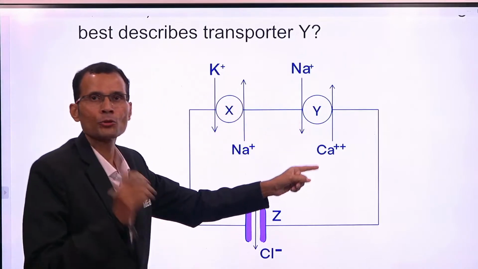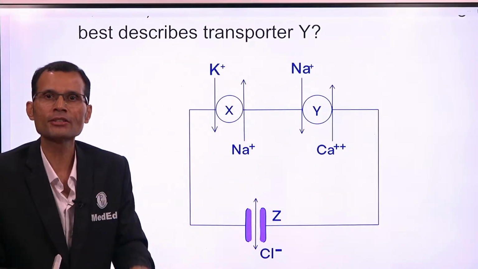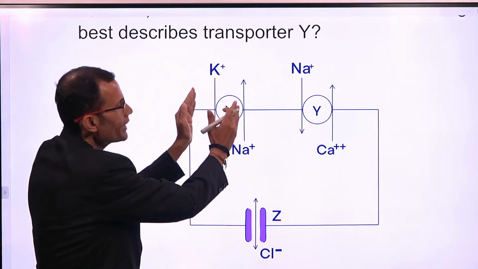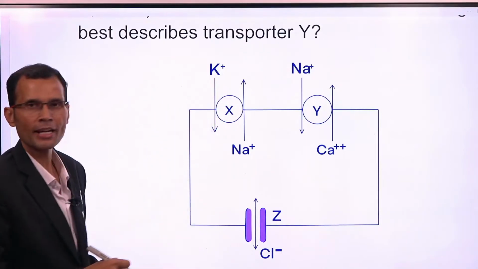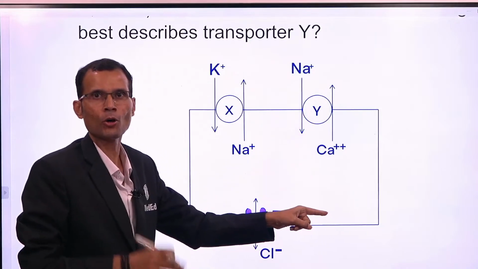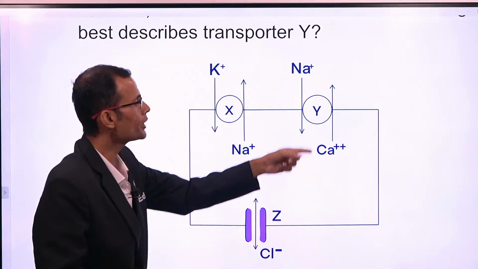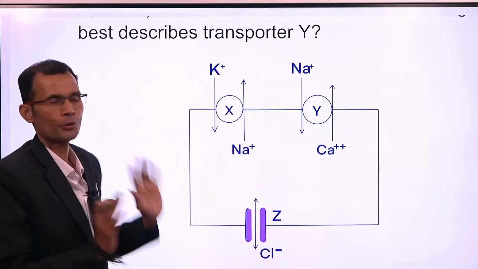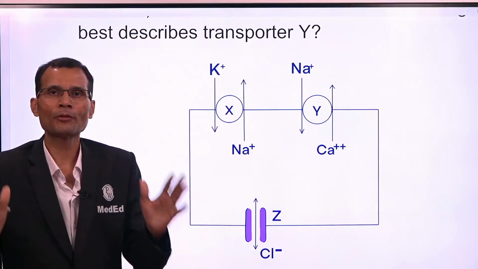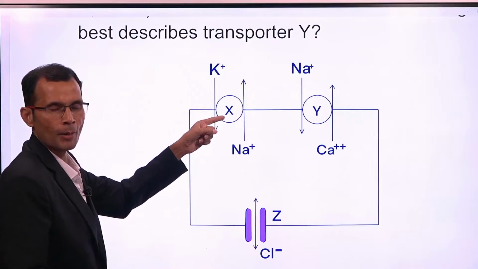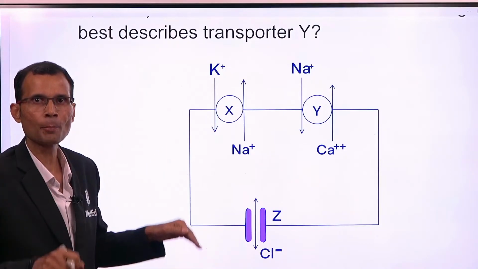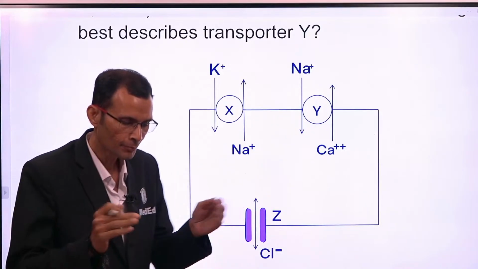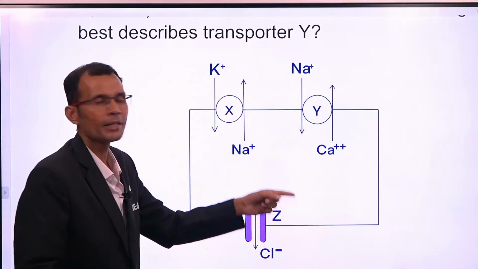Now this Y, the sodium calcium exchanger, depends on the action of the sodium potassium pump. So when digitalis binds to and inhibits this pump, then the sodium calcium exchanger also will not work, because this transporter Y depends on the sodium potassium pump, and that's the mechanism of action of digitalis. It binds to and inhibits the sodium potassium pump, so that the sodium calcium exchanger also will not work.